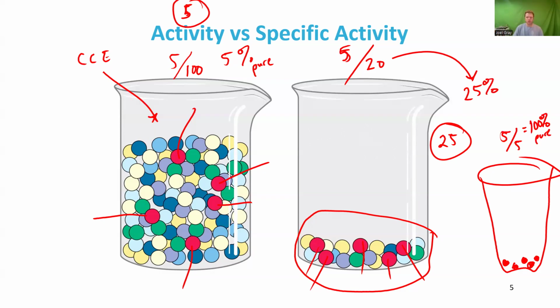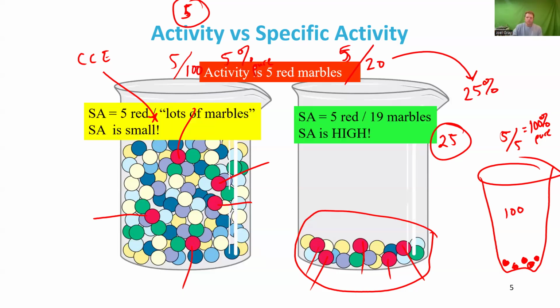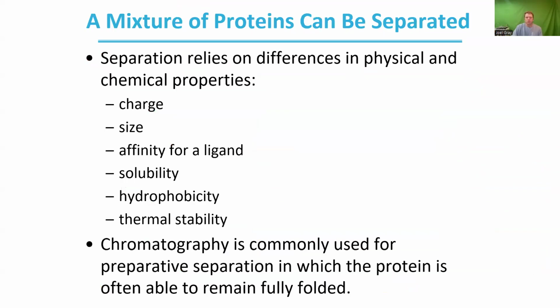Does everyone follow those splits and those breakdowns? In which case, our specific activity might be listed as 100 or something like that. Okay, so whenever you're trying to purify a protein, your aim and objective is to see that specific activity continue to increase with every subsequent step. My numbers are a little off.